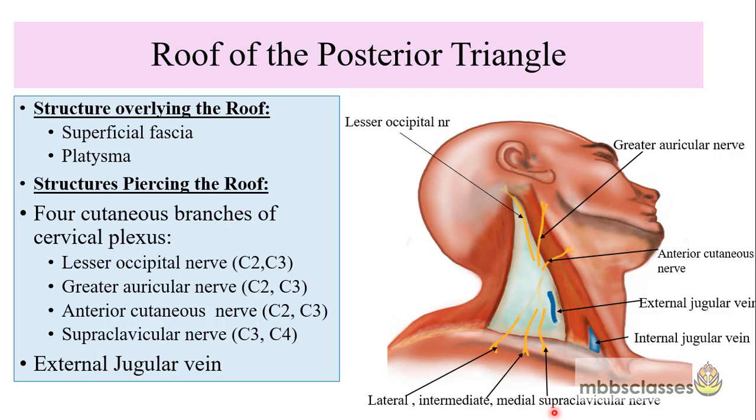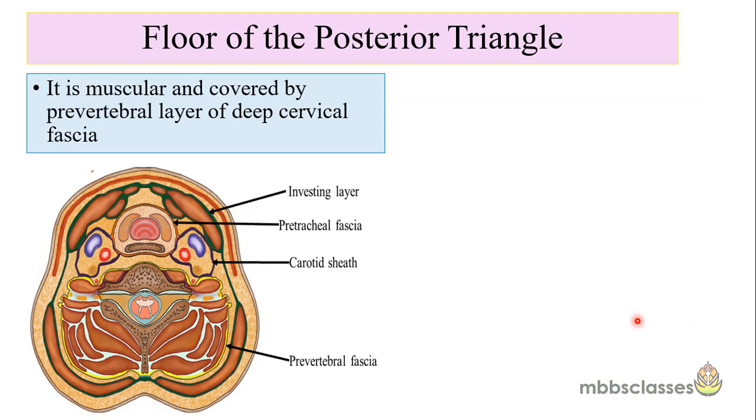Another vein which pierces the roof of the posterior triangle is the external jugular vein, as you can see in this diagram. Now let us look into the floor of the posterior triangle.